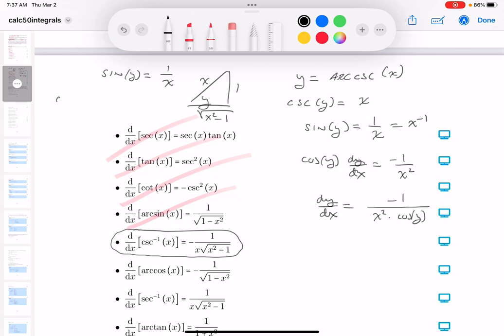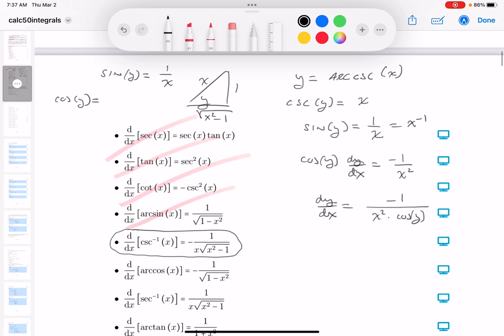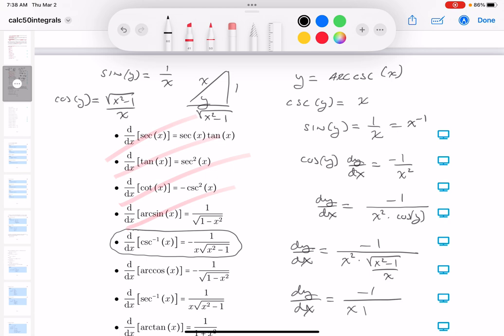What's the cosine of y? Well, let's be careful about that. The cosine of y is going to be the square root of x squared minus 1 over x. I think I'm ready to write that down. So dy/dx is going to be equal to minus 1 over x squared times, well, the cosine is going to be this over here. I'm going to simplify that, and what do you get? Minus 1 over x times the square root of x squared minus 1. Is that what they're listing as an answer? That's what they're listing as an answer.